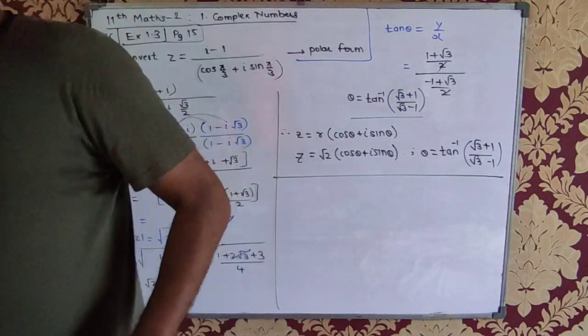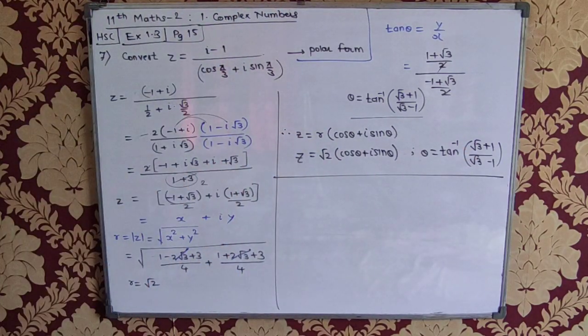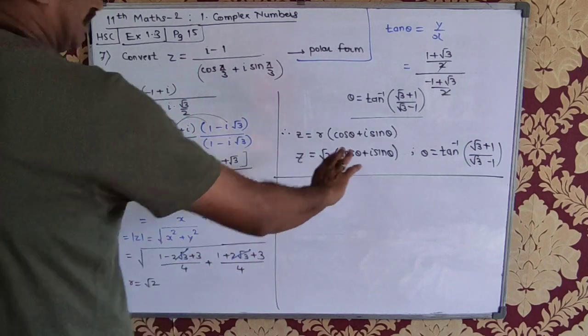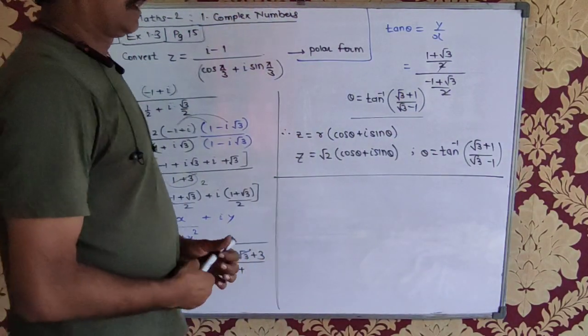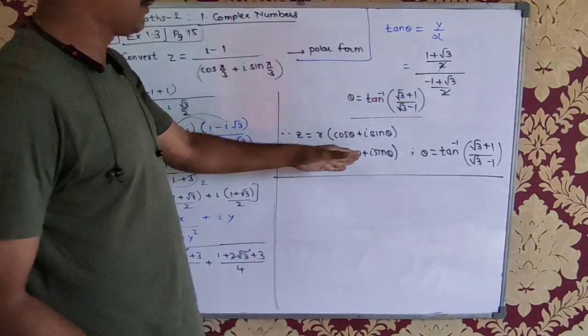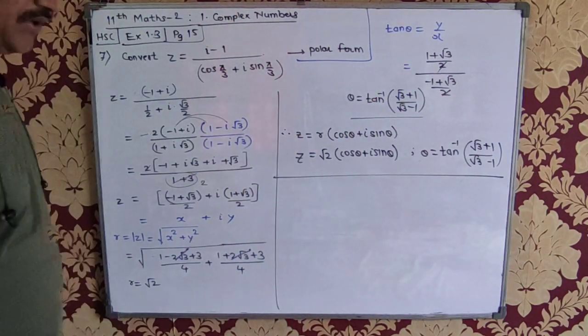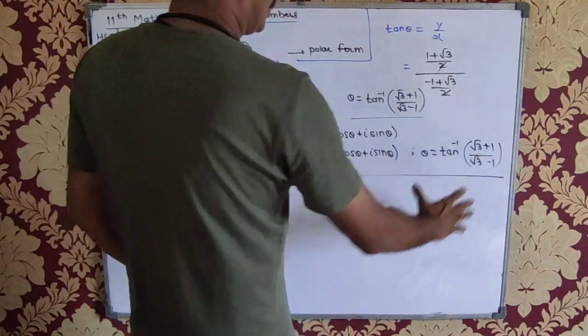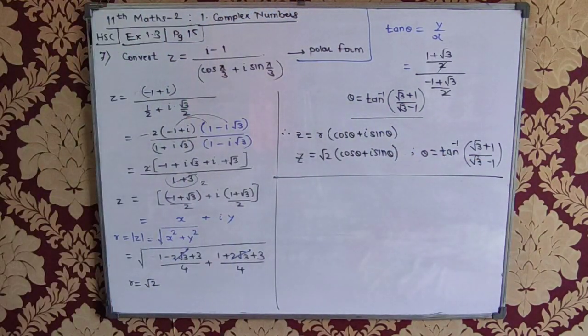Any doubts about that? Because theta is not a direct value, we can express theta in the form of tan inverse of this. Had it been a direct value of theta, like pi by 3, pi by 6, pi by 4, we would have written the value directly. But this is not a standard value, so we'll put it in this form. Is that clear? Please take the screenshot.